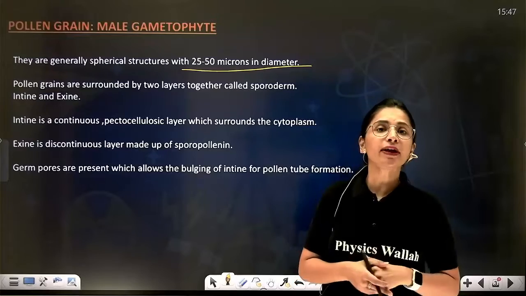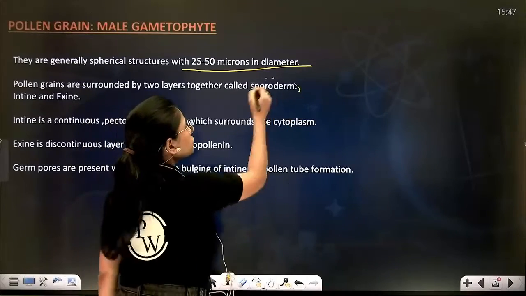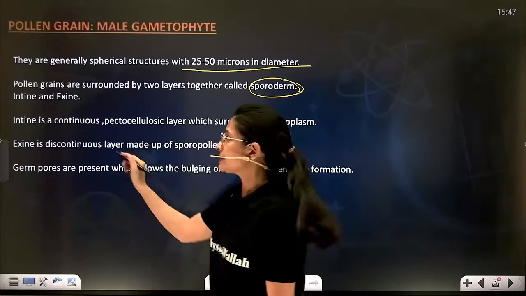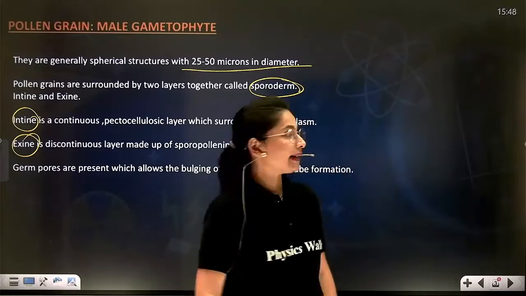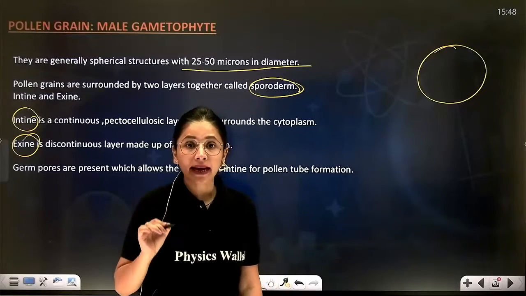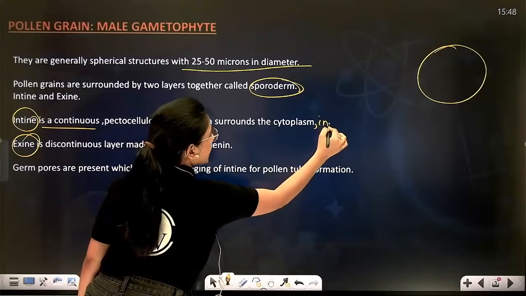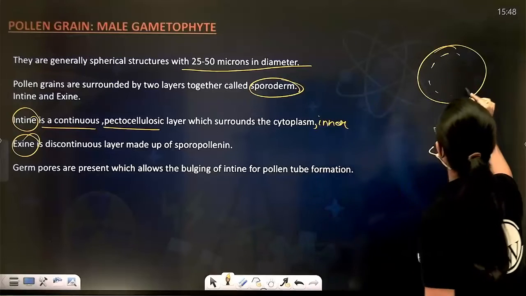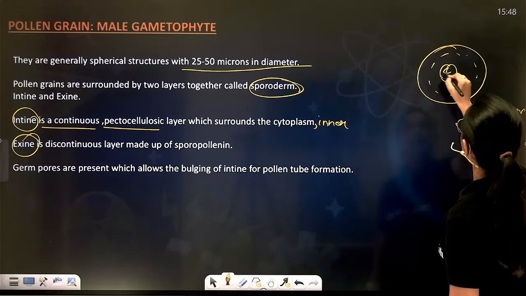Right? Structurally, beta, pollen grains are two-layered structures. Both the layers together are known as sporoderm. The two layers are: inner is intine, whereas outer is exine. The inner intine layer is continuous, made up of cellulose and pectin. So inner is intine, which is continuous, pectocellulosic. This intine layer, my dear students, surrounds the cytoplasm along with a nucleus.